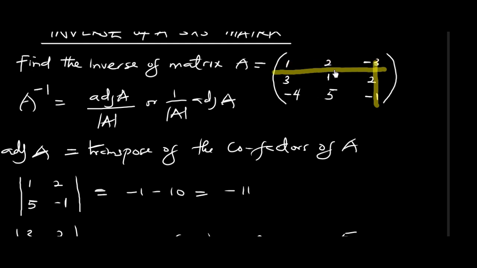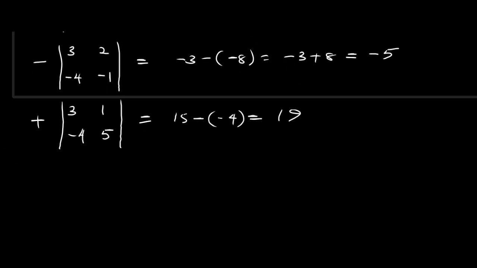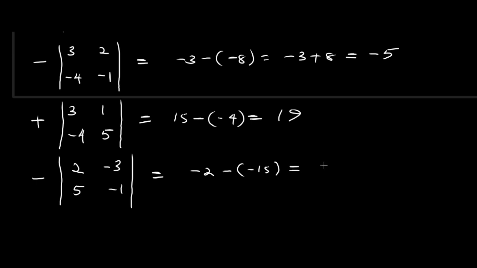So we have A21, that is second row, first column. So we have 2 minus 3, 5 minus 1. So this will be negative. Minus 1 times 2, that is minus 2. Minus 3 times 5, that is minus 15. So minus times minus is plus. Minus 2 plus 15, that should give us 13. But because this is negative, we'll have minus 13.